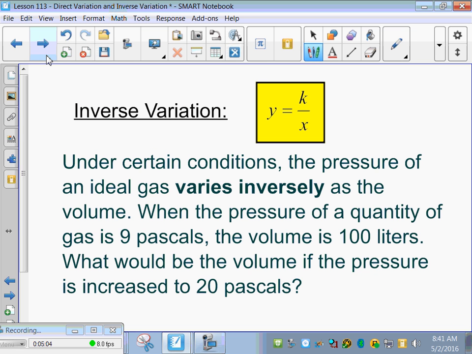All right, now we have inverse variation. So when you see the word varies directly, you're doing k times your variable. When you're doing inverse, it's k divided by your variable. So if something varies inversely, as one thing increases, the other thing decreases, so it's division.